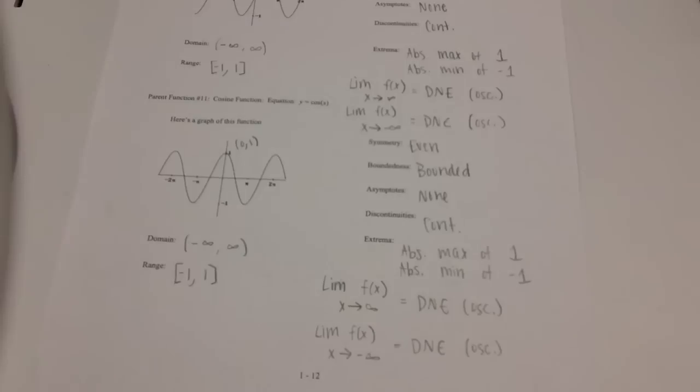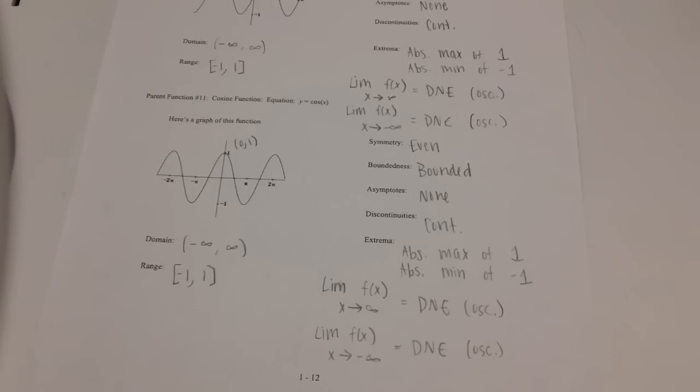The parent function of the cosine function is f of x equals the cosine of x. The graph passes through the point 0, 1. The domain is all real numbers and the range is -1 to 1. The symmetry is even. It is bounded above and below. There are no asymptotes and the function is continuous. There's an absolute max of 1 and an absolute min of -1. The limit of the function as x approaches infinity does not exist because it is oscillating, and the limit of the function as x approaches negative infinity is the same.